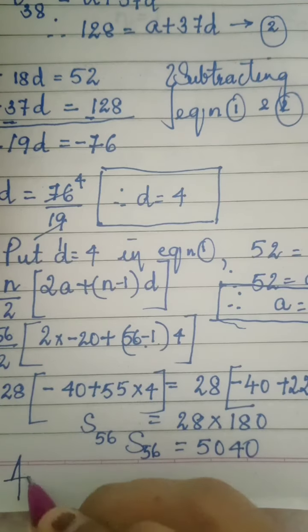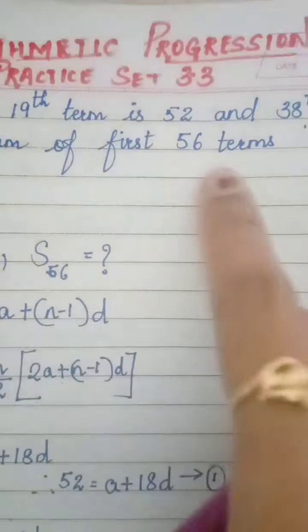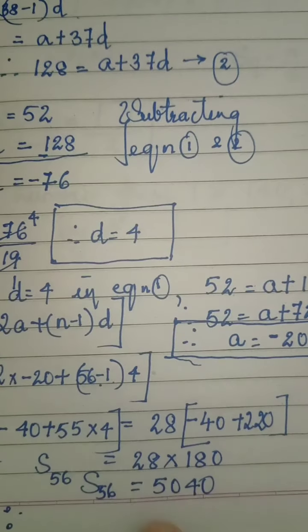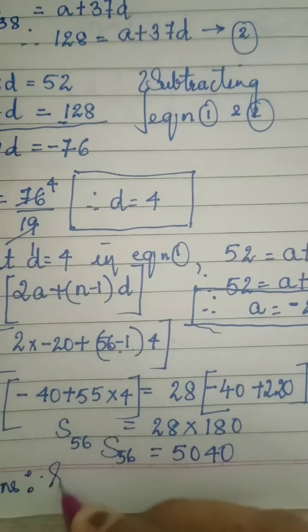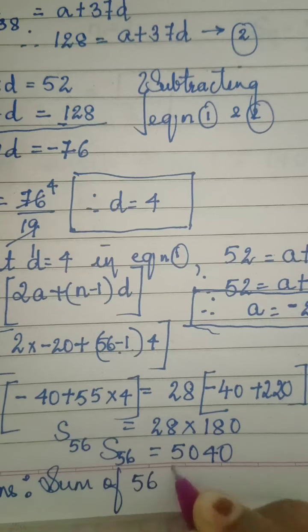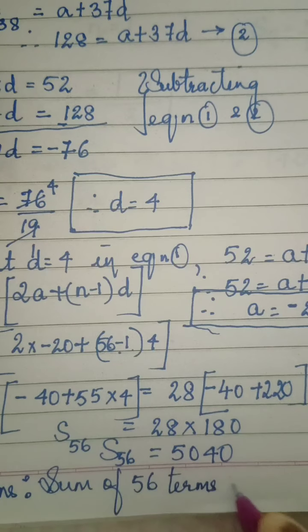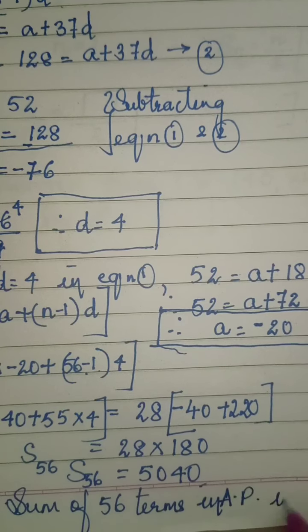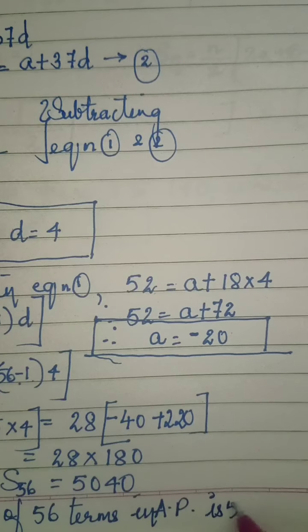Final answer, write it in a full statement as they have asked. Sum of first 56 terms in the given AP is 5040. So final answer, sum of 56 terms in AP is 5040. I hope it is clear. Okay? Yes.